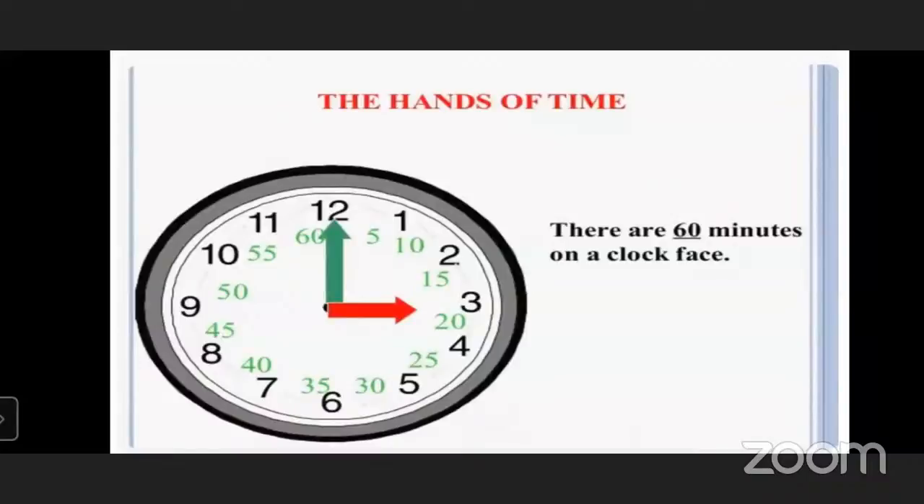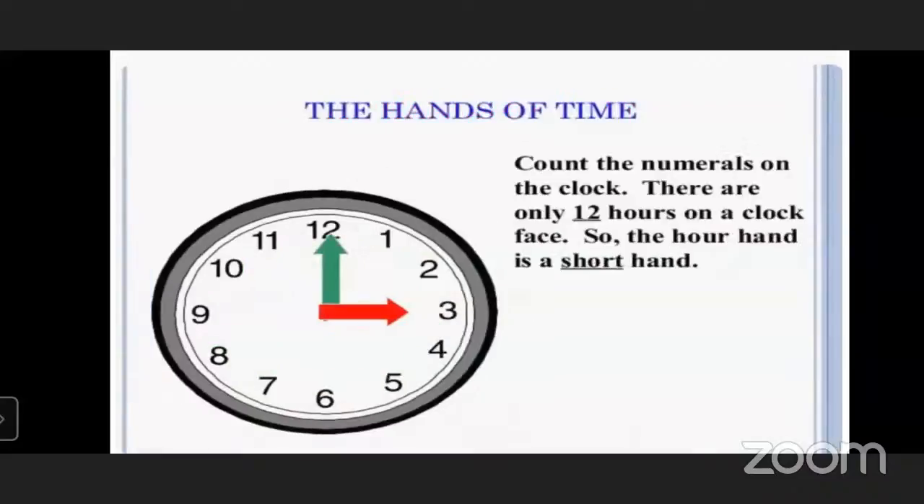That's why there are 60 minutes. We keep adding 5 in every interval, and at 55 we add 5 more to reach 60. So the total minutes on a clock is 60, and there are 12 numbers on a clock. That is why we count only the five tables.